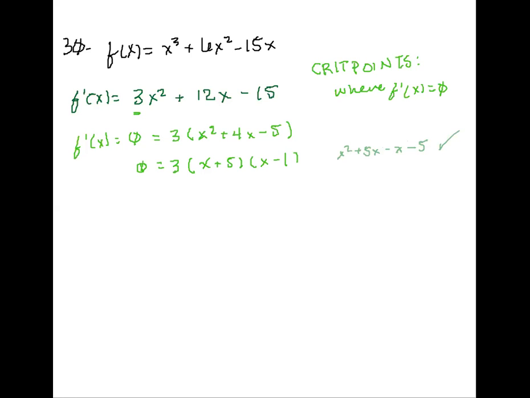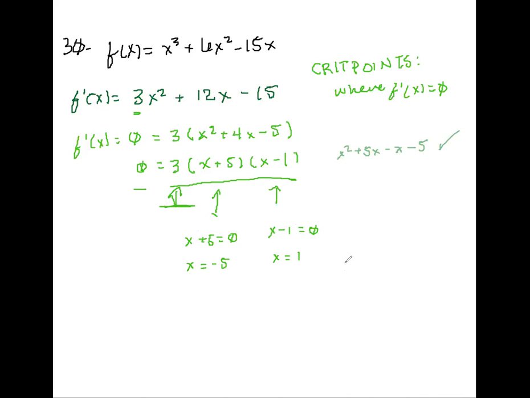What does this tell you? Basically, if this phrase is equal to 0, then what must be equal to 0? Well, 3 is equal to 0, which we know can't happen. Which I'm just going to call a block here. x plus 5 is equal to 0, or x is equal to negative 5. Or x minus 1 is equal to 0, x is equal to 1.